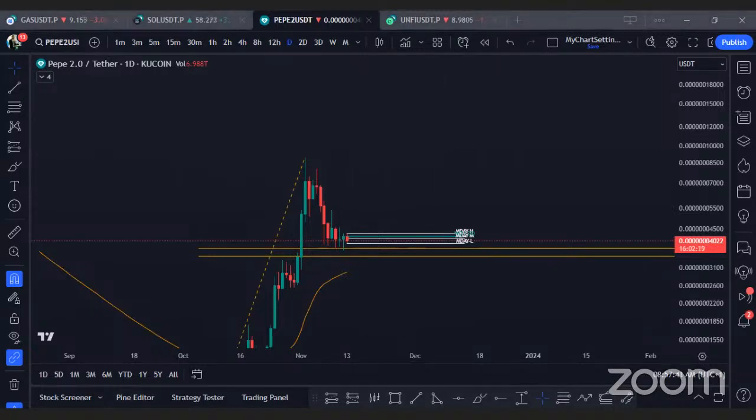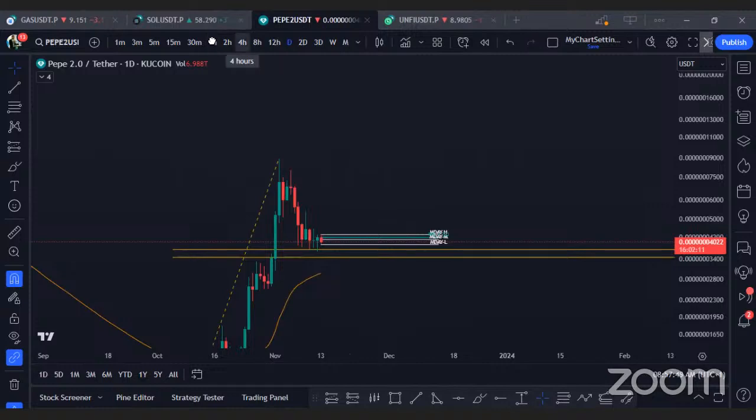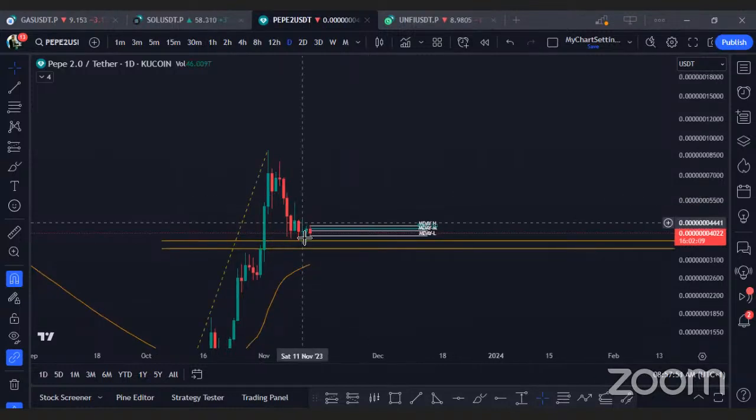So at this point, since it's on spot... if it were futures, I would have said, okay, let's look for long here, because we were rejecting at that 618 level, which is the golden pocket level.